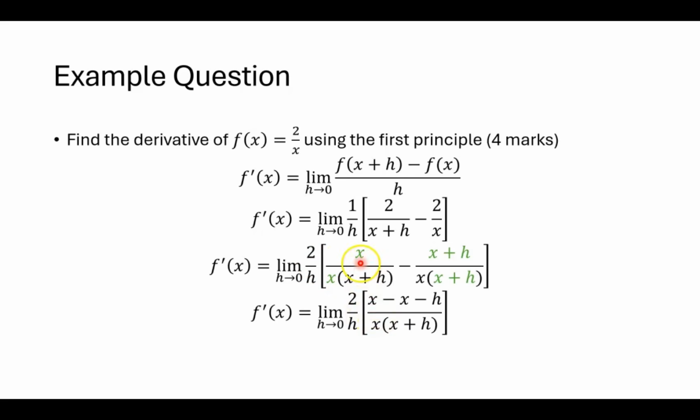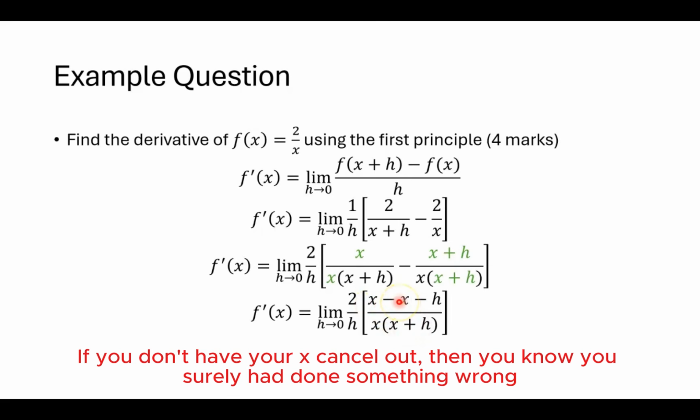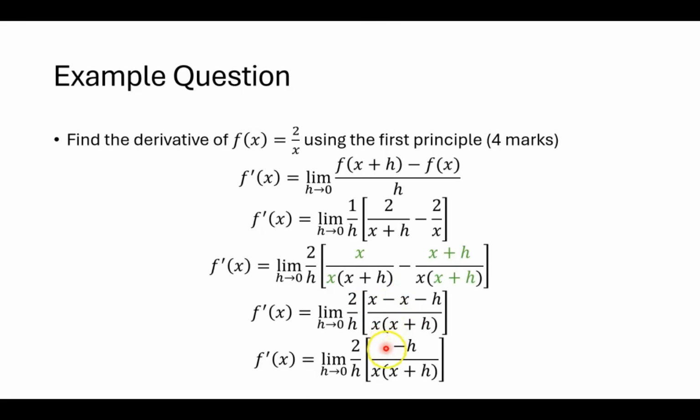And now you can merge these two fractions together. Beware there's a minus sign here, and you have x minus h, and over this thing. And then you can see the x and the minus x will cancel out. And then you're left with this.